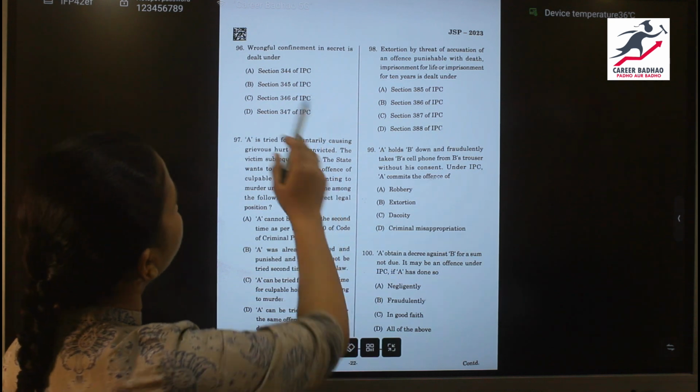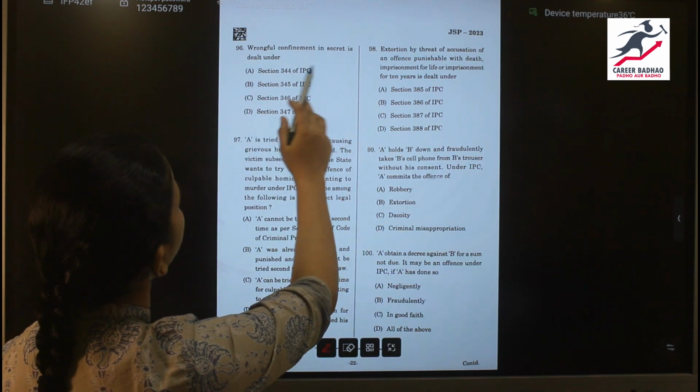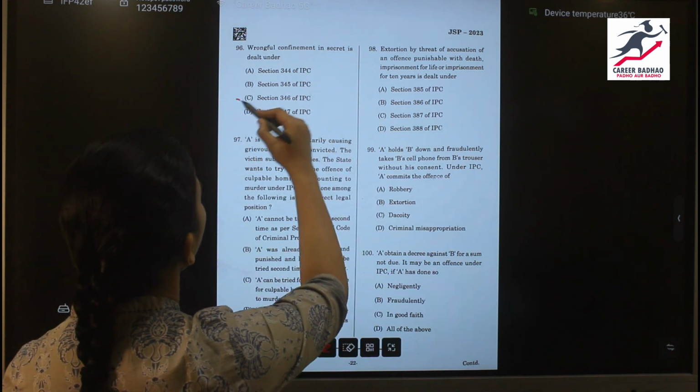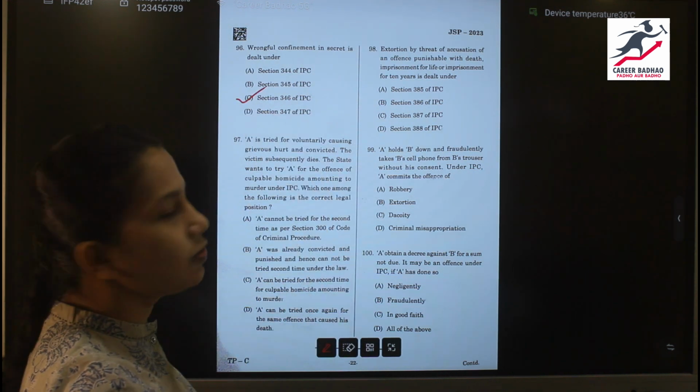Now let's move to question number 96. Wrongful confinement in secret is dealt with under, it is also a direct section based question. The correct answer is option number C, that is section 346 of IPC.